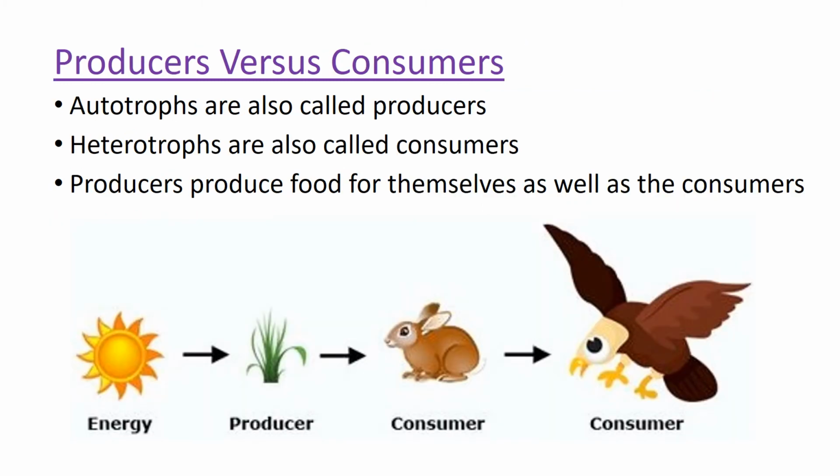Autotrophs are also called producers, and heterotrophs are also called consumers. And producers, the autotrophs, they produce food for themselves as well as the consumers. So at the bottom of a food chain, you always find autotrophs. The autotrophs make food for themselves and for everyone else. And so that's why they're called producers. And everyone else, including humans, are called consumers. We simply consume the food produced or made by other organisms.